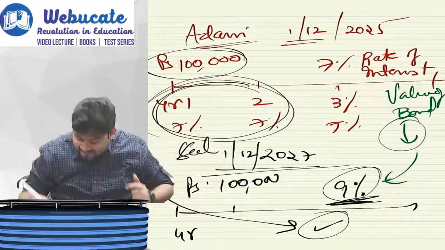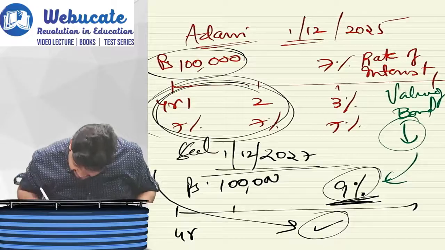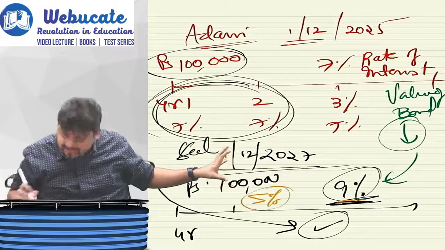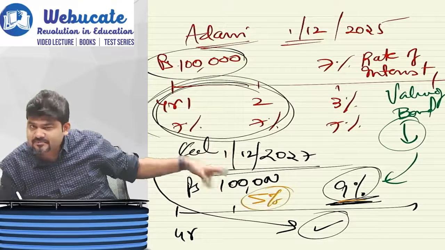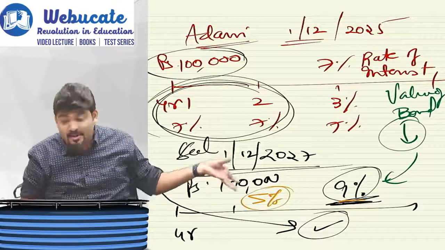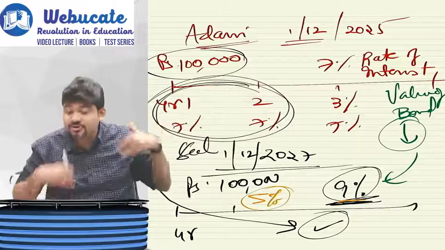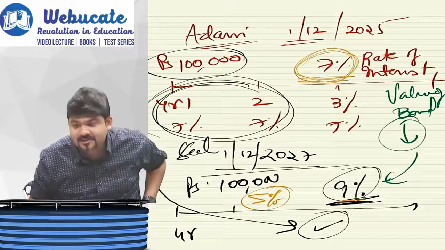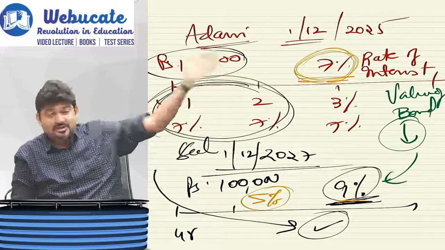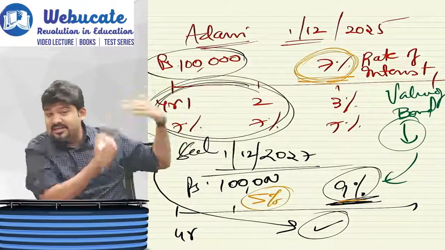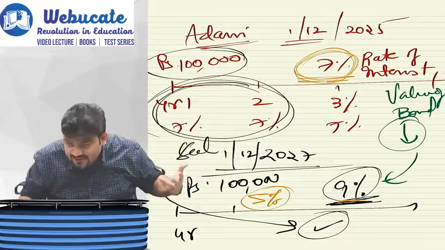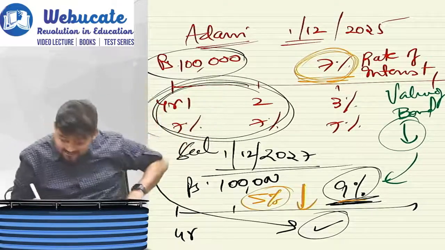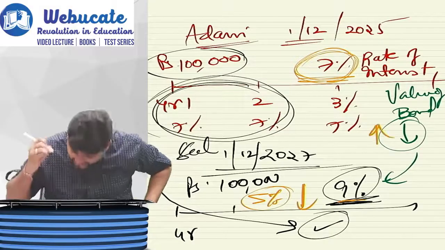And think of a vice versa proposition. Suppose instead of 9%, Adani now comes up with a new bond with only 5%. With only 5% rate of interest, what will happen? Whoever wants to invest in a bond will start coming to this bond and say, instead of 5%, we are getting 7%, let's purchase this bond. Purchasing power will increase. When the interest rate has decreased, the purchasing of bond increases and the value of bond will increase.